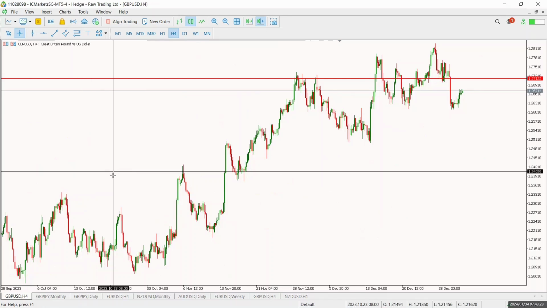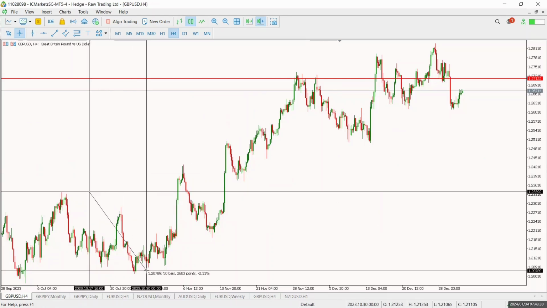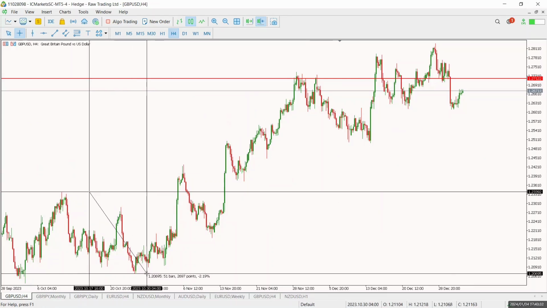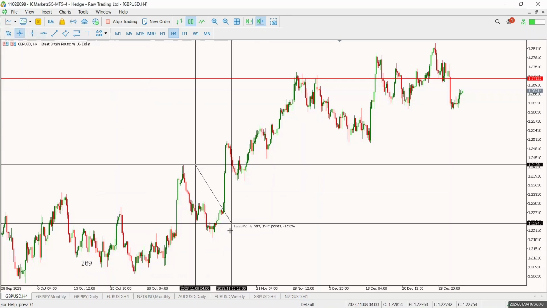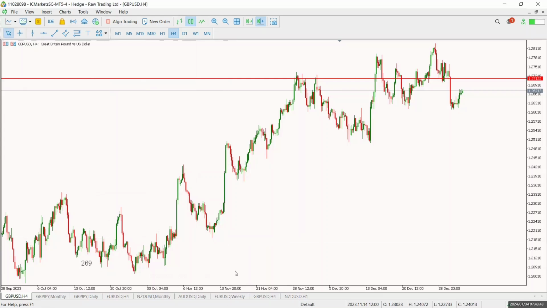So I'll bring my crosshair tool from the peak right here, take it down to the lowest point of the exhaustion. This is 269 pips. Let's go ahead and write that out. 269 pips. Then the next one, we'll bring it out from the peak here to the trough here. This is 242 pips.